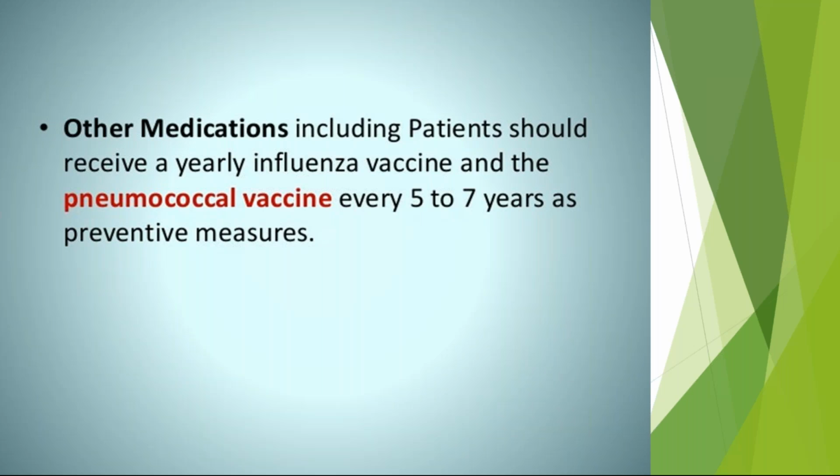The main vaccines are the influenza vaccine and the pneumococcal vaccine, as the most common causes of exacerbations are Haemophilus influenzae and Streptococcus pneumoniae. We should treat the patient with these vaccines to prevent exacerbations. The influenza vaccine should be given every year, whereas the pneumococcal vaccine should be given every 5 to 7 years.